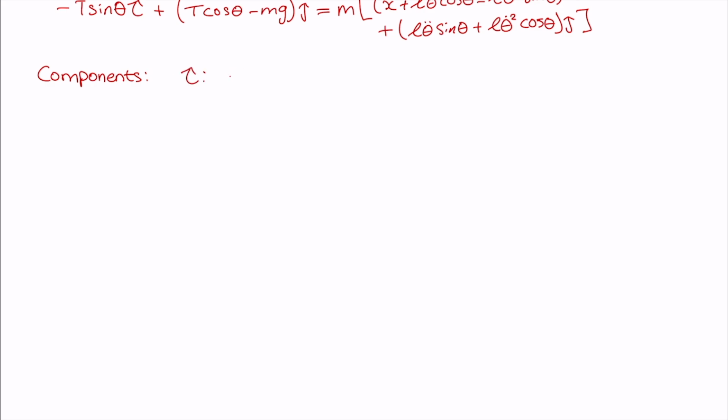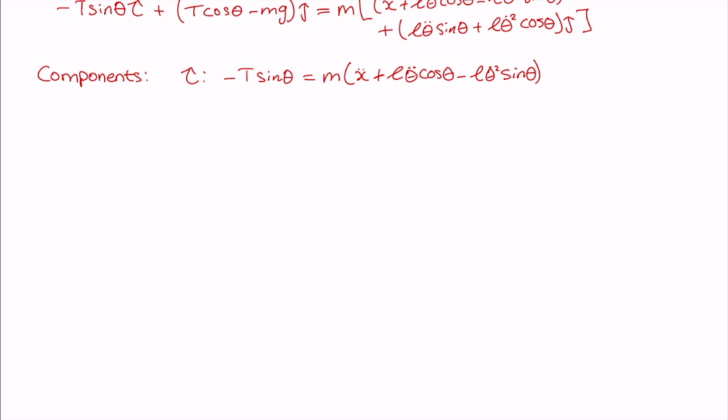We're going to get minus T sine theta is equal to m times the quantity x double dot plus L theta double dot cosine theta minus L theta dot squared sine theta. That's everything in the i direction. We could multiply by minus 1 and divide by sine theta in order to find the tension. However, the issue here is that sine theta can sometimes be 0, and then you're dividing by 0, and therefore this kind of operation doesn't work.